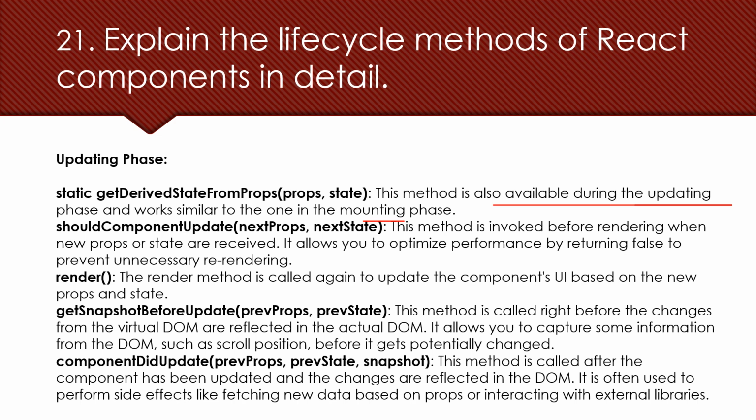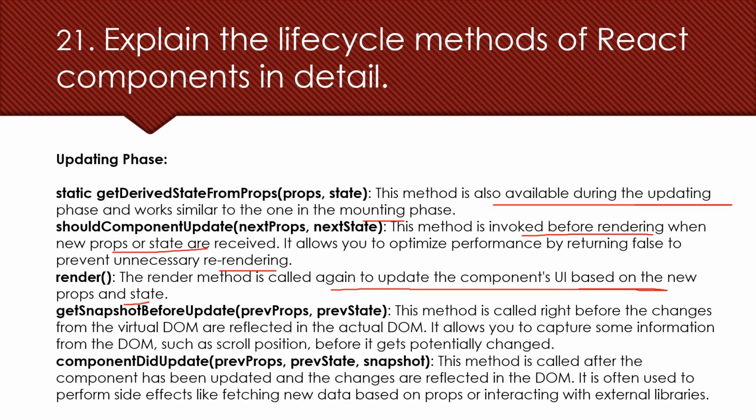shouldComponentUpdate is another method. This method is invoked before rendering when new props or state are received. It allows you to optimize performance by returning false to prevent unnecessary re-rendering. The render method is also available in the updating phase. It is called again to update the component's UI based on the new props and state.